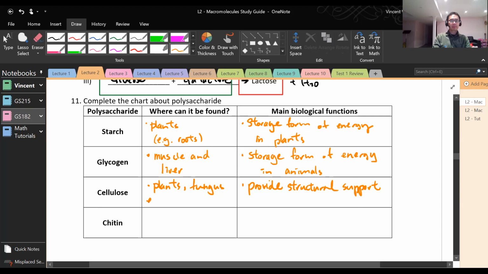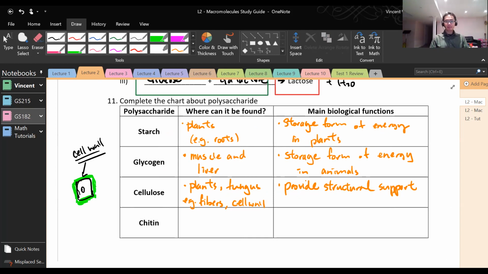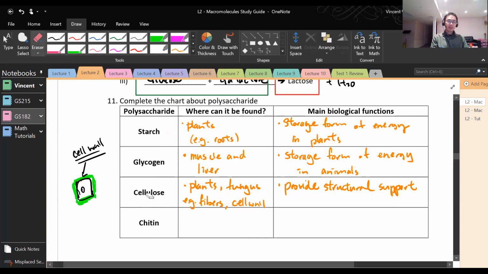Okay, so e.g. the fibers, right? The cell wall. If you think about a plant cell, which is usually more rigid in shape, there's the nucleus in the middle. Outside of the regular cell membrane, you're going to have an extra wall. That is a cell wall, which protects it, gives it rigidity. It's not going to burst easily. And that stuff is made up of cellulose.